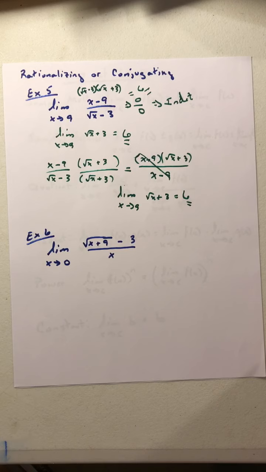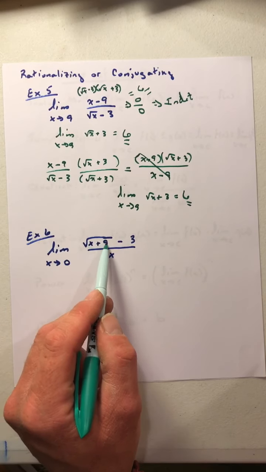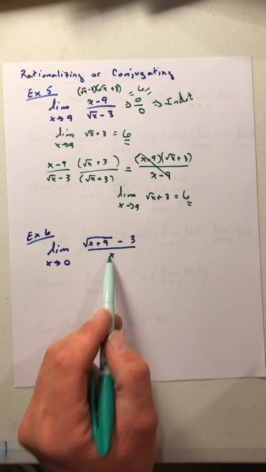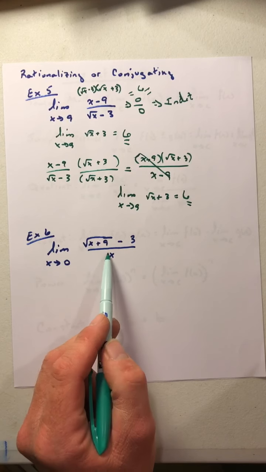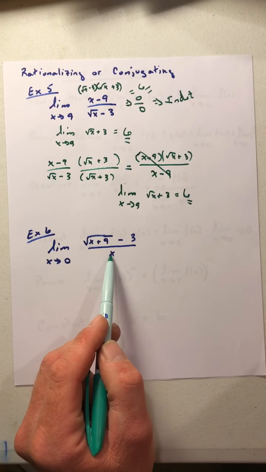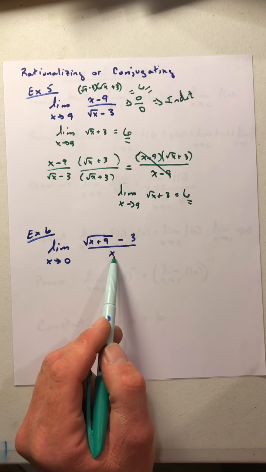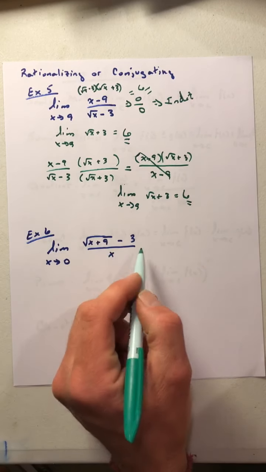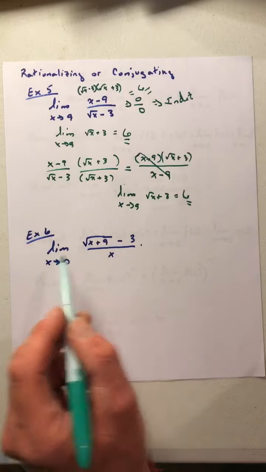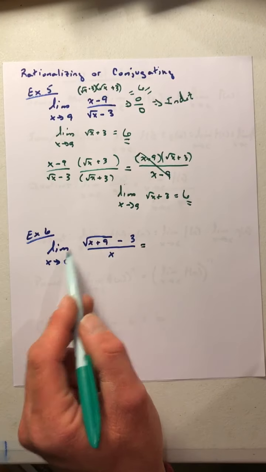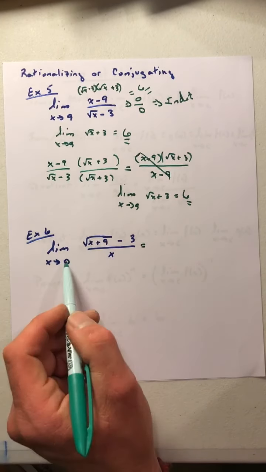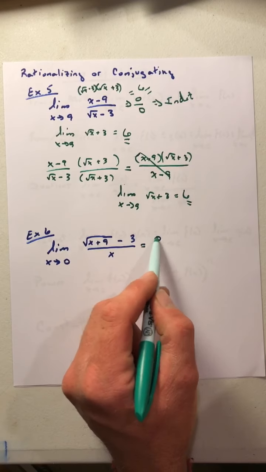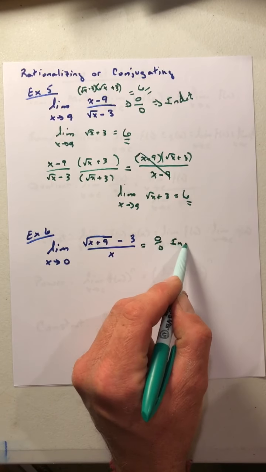Sometimes, though, factoring just does not work for us. So in example 6, if I take the square root of x plus 9 minus 3 over x, and I ask you to factor the x, that's going to be almost nearly impossible for us to know what the factors are. But we could conjugate. Well, first I guess we should plug in the 0 and see what happens. If I plug in 0, I end up with 0 over 0, which is indeterminate.